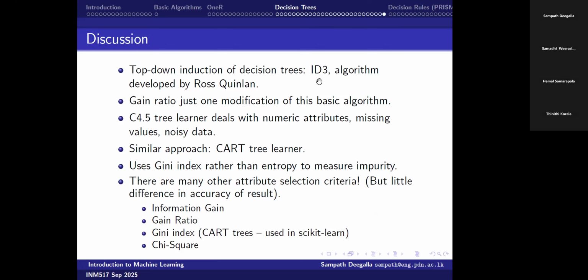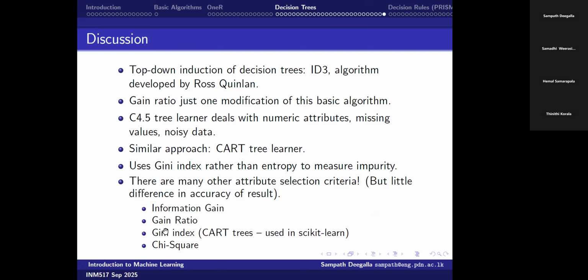The basic algorithm is called ID3, and the extended version is called C4.5, which can handle numerical attributes, missing values, and noisy data. In parallel to the decision tree, there was another common tree structure called CART. Remember, we discussed a measure called Gini index, and CART uses the Gini index.